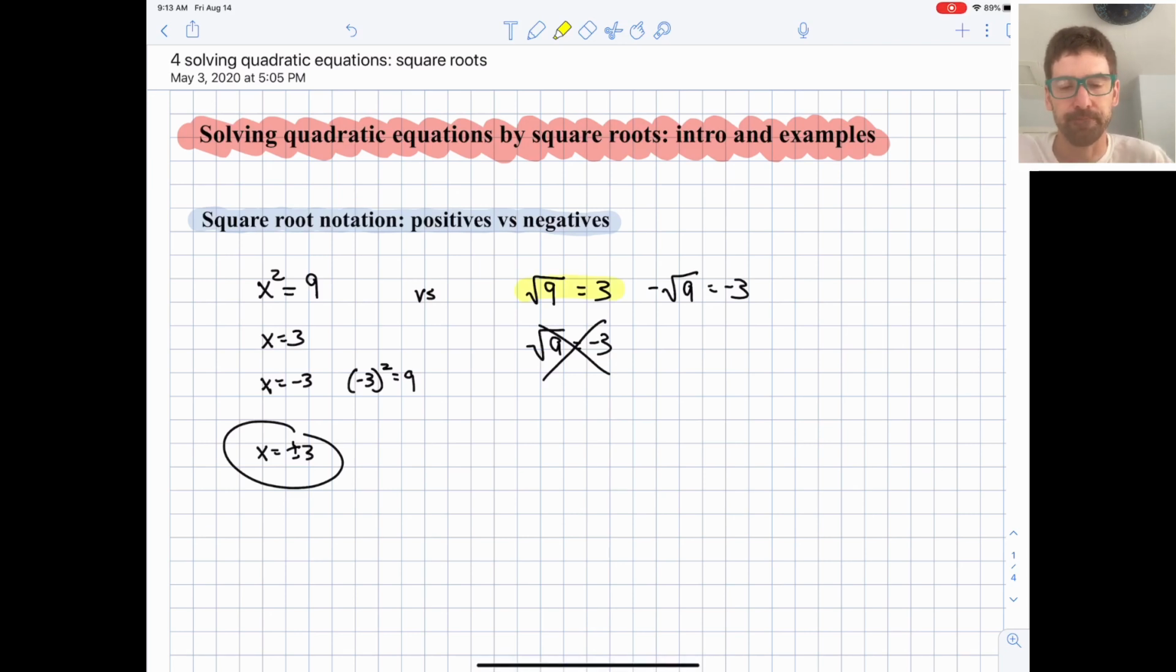Probably. Again, it's a little bit inconsistent and a little bit goofy and frustrating, but just keep that in mind, okay? If we're looking for something that squares to get 9, we have two answers. If we're looking for what the square root of 9 is, we have just one answer.